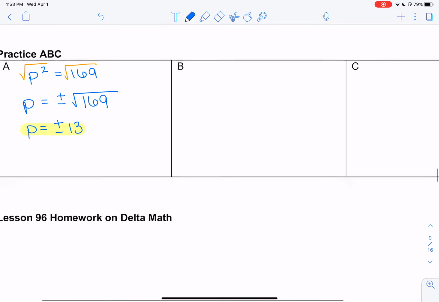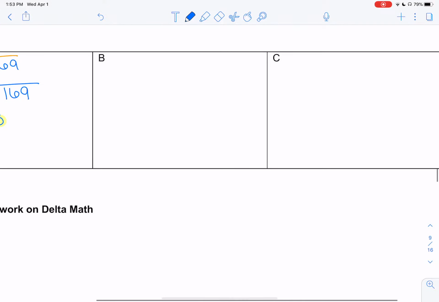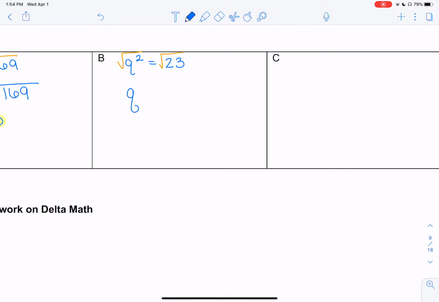Going to question B, I have q squared equals 23. Okay, so I can square root both sides in order to get rid of that q squared. That gives me q equals plus minus the square root of 23. 23 cannot break down any further. So that is my solution for question B.